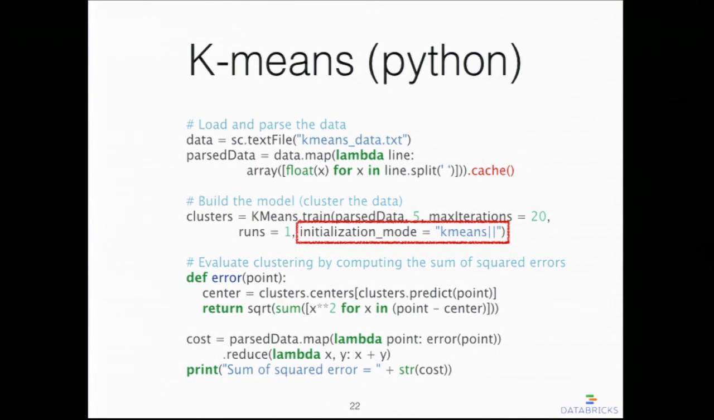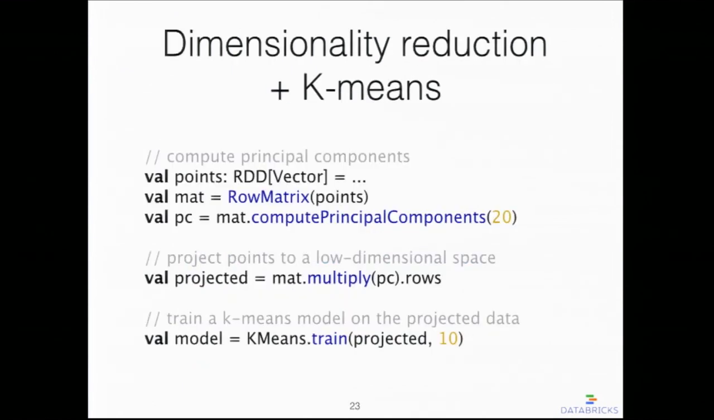And it's called K-means plus plus, or there's a parallel implementation of it, which is called K-means parallel, which is what you're seeing here. All right, so here's another example of using K-means. Here we're using it first by doing dimensionality reduction and then running K-means.